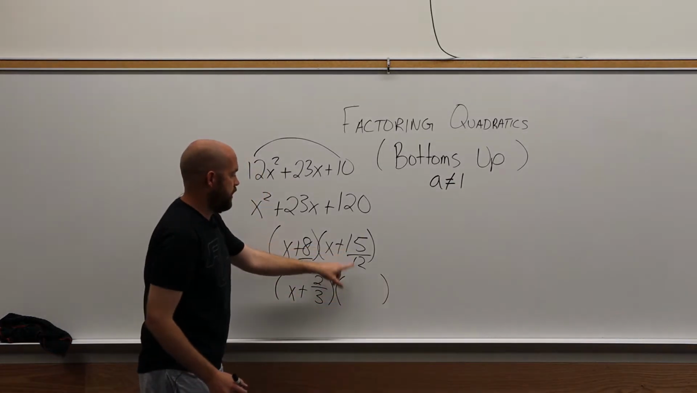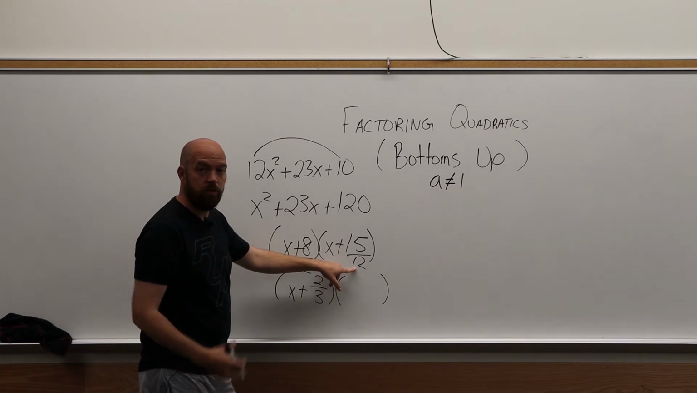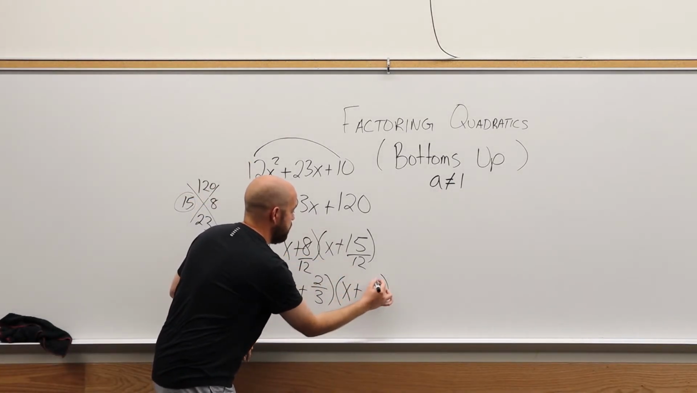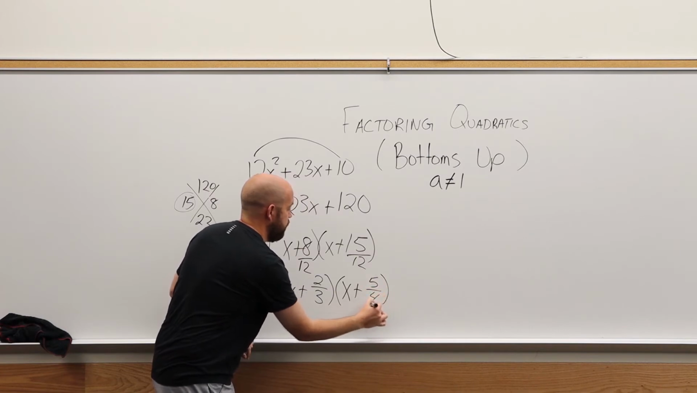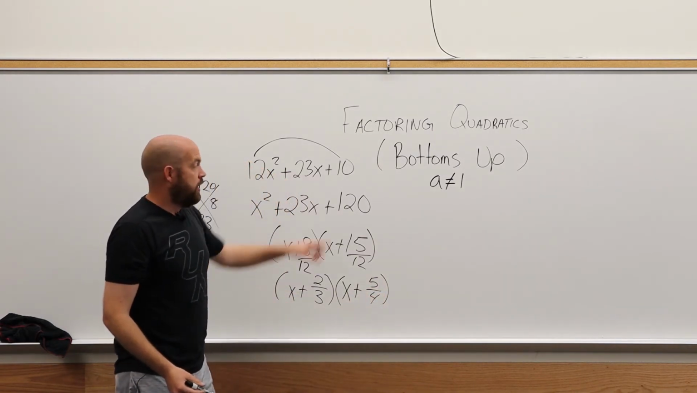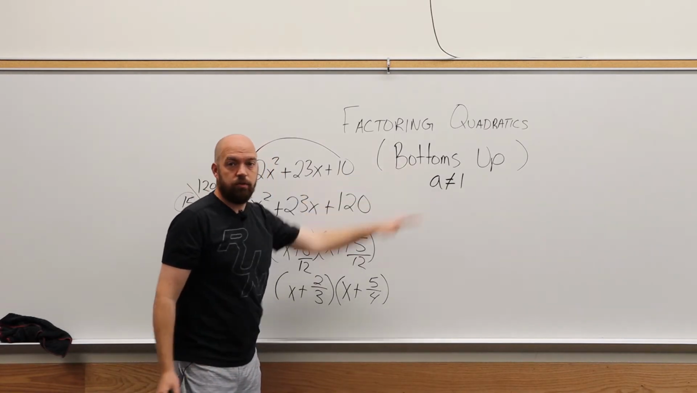This one over here, I can divide both of those by a 3. So I'm just reducing the fraction here. So this becomes x plus 5/4. And now I am ready to write the answer. And you're going to see why this is called bottoms up.